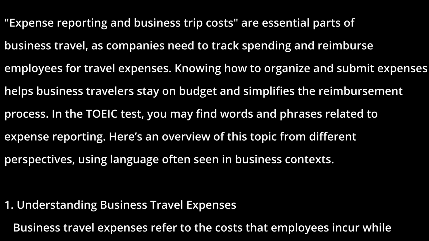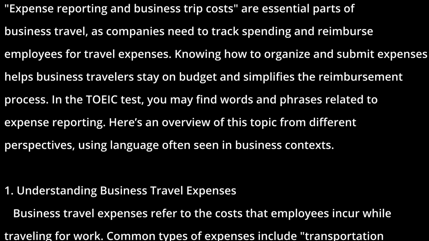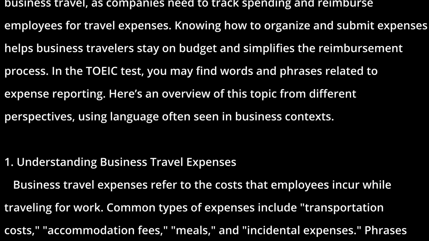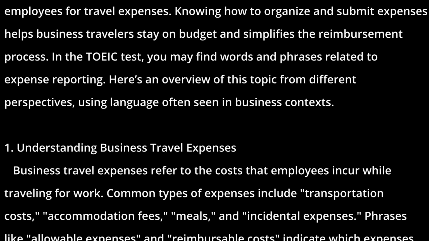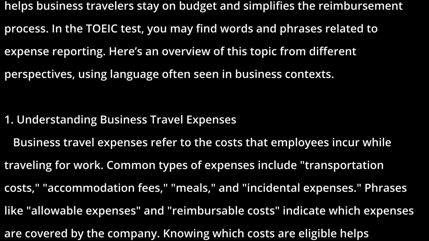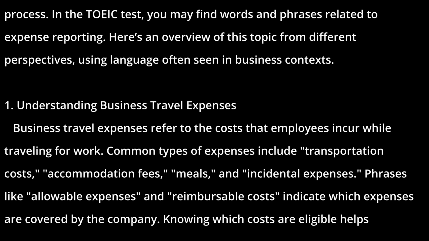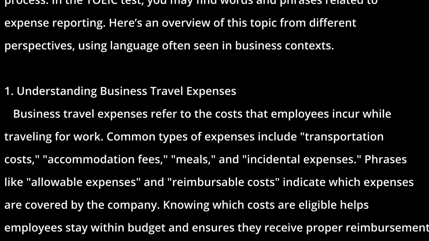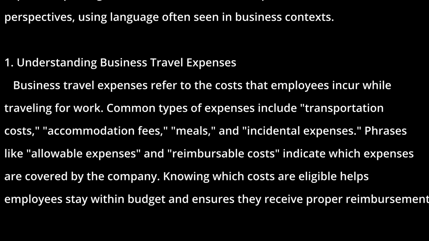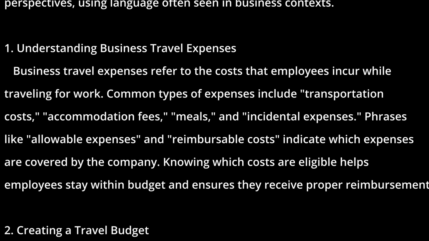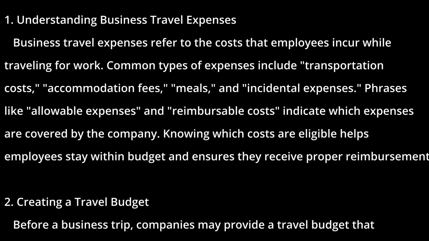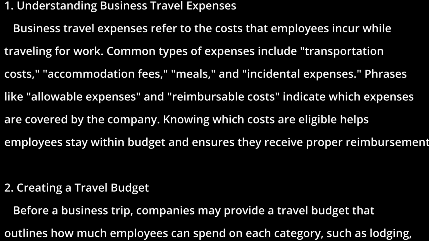1. Understanding business travel expenses. Business travel expenses refer to the costs that employees incur while traveling for work. Common types of expenses include transportation costs, accommodation fees, meals, and incidental expenses. Phrases like allowable expenses and reimbursable costs indicate which expenses are covered by the company. Knowing which costs are eligible helps employees stay within budget and ensures they receive proper reimbursement.